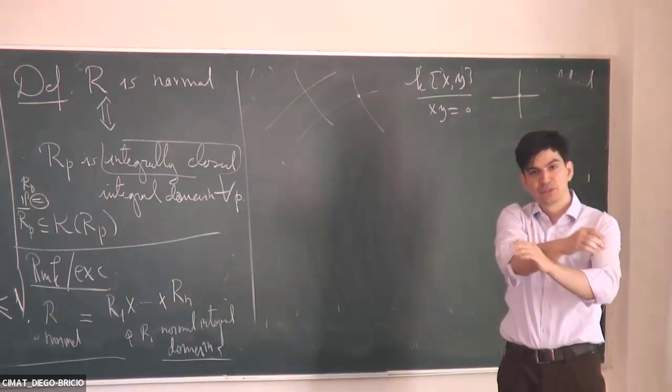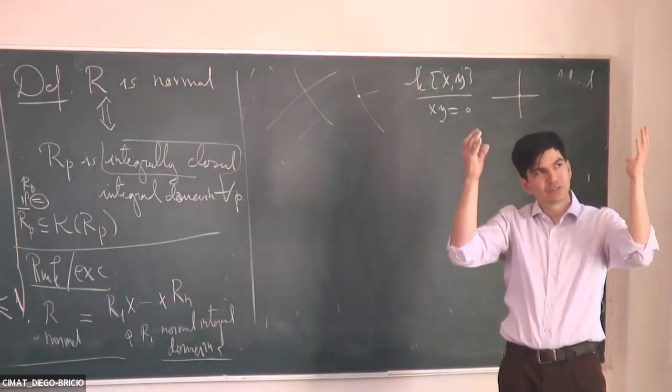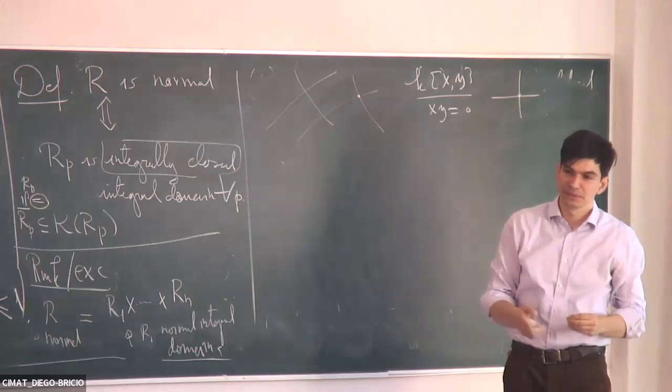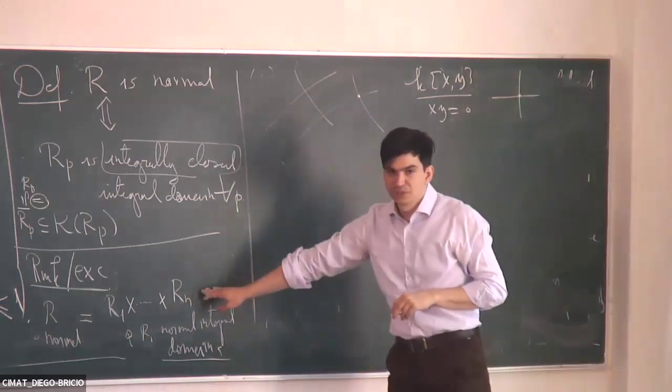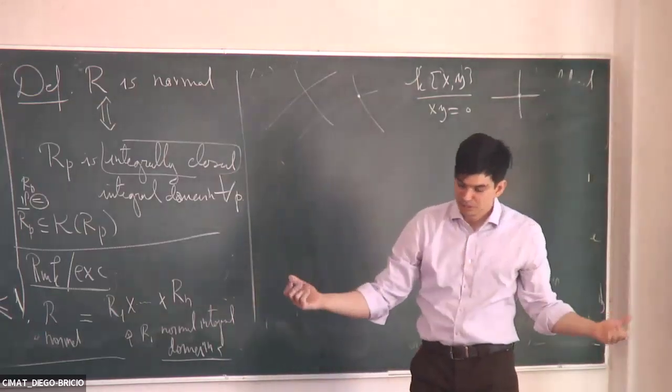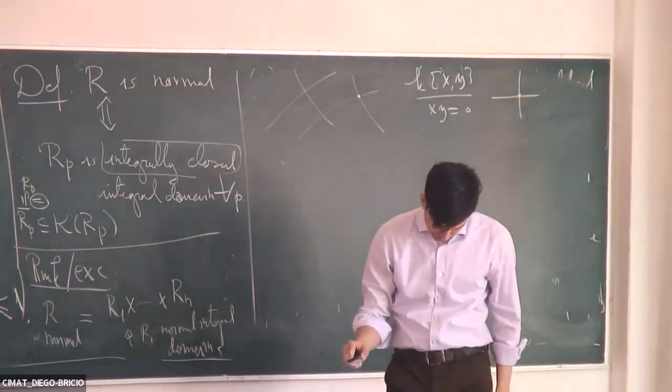Okay? Just keep that in mind. Normal means, well, it doesn't mean that, but it implies that irreducible components are the same as connected components. So that's the principle here. And therefore, when you study a normal thing, you can just reduce to every single component. Just be happy. Okay?